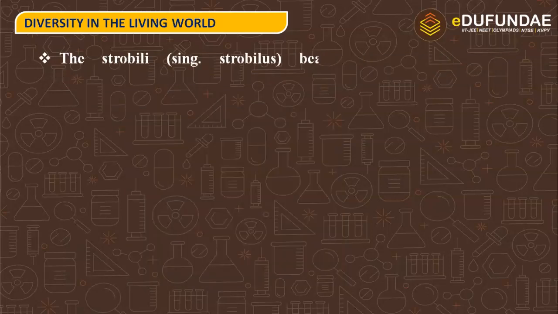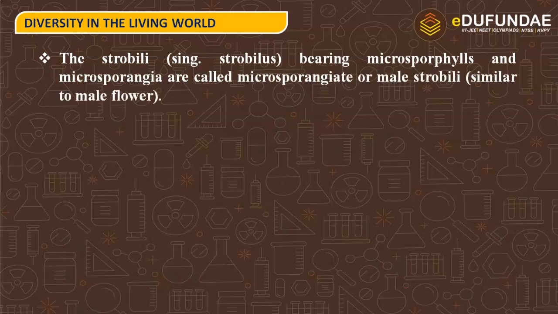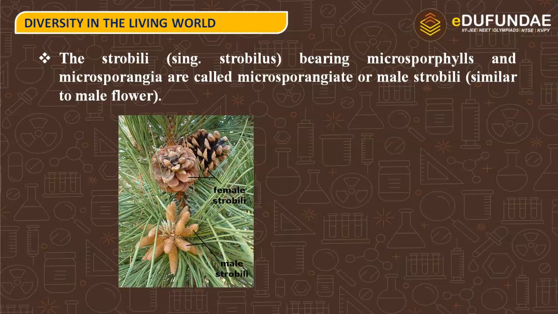The strobili, the singular term is strobilus, bearing microsporophylls and microsporangia are called microsporangiate or male strobili. They are similar to a male flower. So this is the structure of a male strobilus as well as a female strobilus. We can see that the female strobilus is large as compared to the male strobilus.